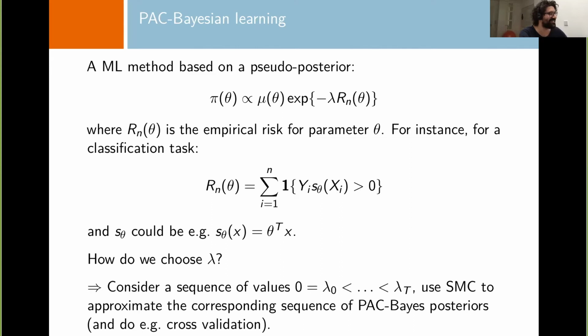Anyways. Okay. May I quickly ask? Are we meant to know what sequential Monte Carlo is already, or?